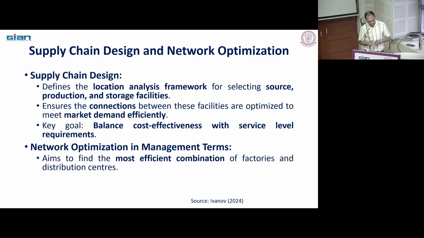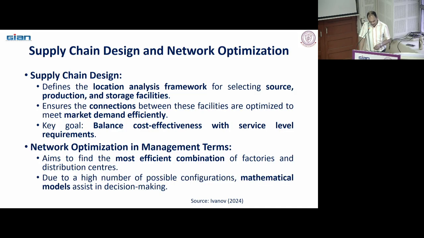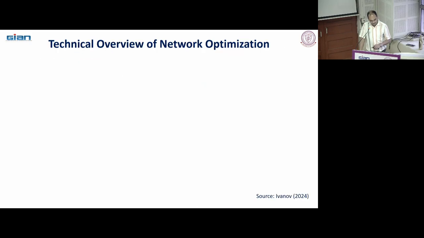So network optimization, in management terms, aims to find the most efficient combination of factories and distribution centers. Network means we normally focus on the factories and distribution centers. Due to the high number of possible configurations, mathematical models assist in decision making.